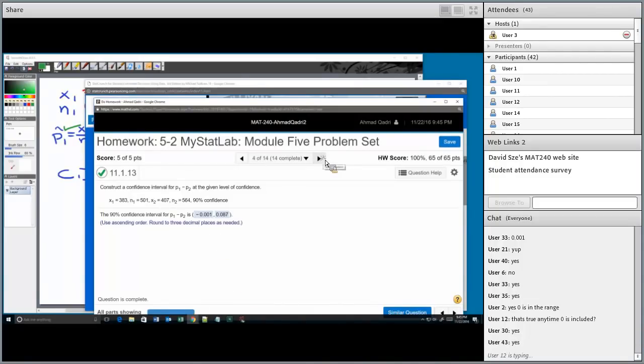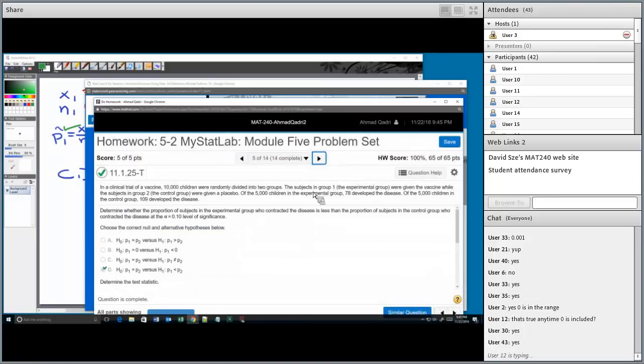All right. Let's go to the next problem, and we go back to hypothesis testing. In a clinical trial of a vaccine, 10,000 children were randomly divided into two groups, 5,000 each. The subjects in group 1 were given the vaccine, while subjects in group 2 were given a placebo.